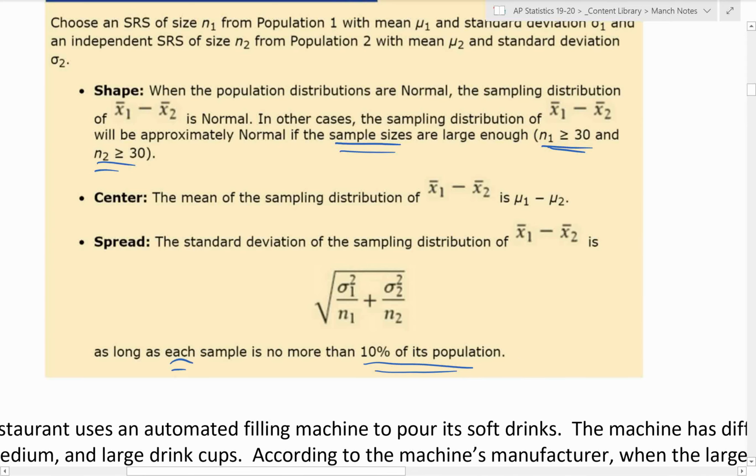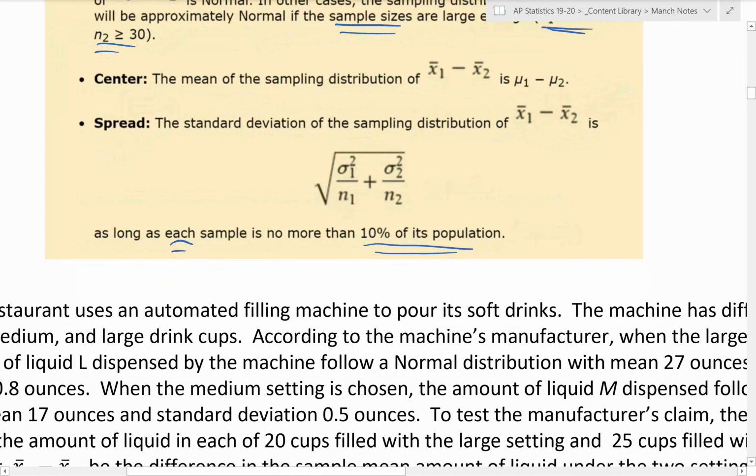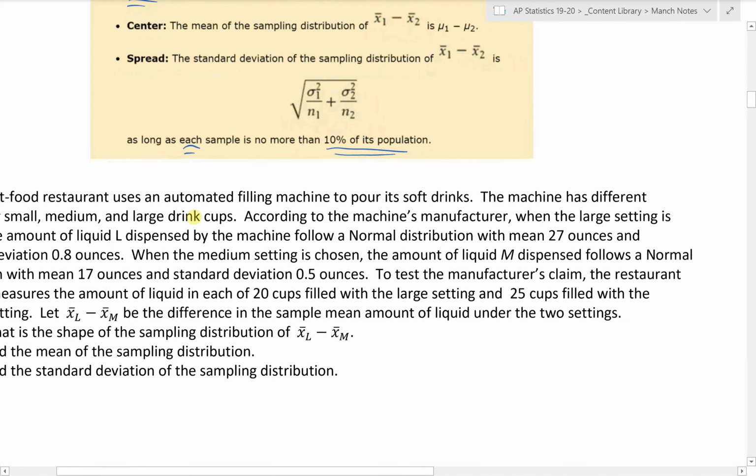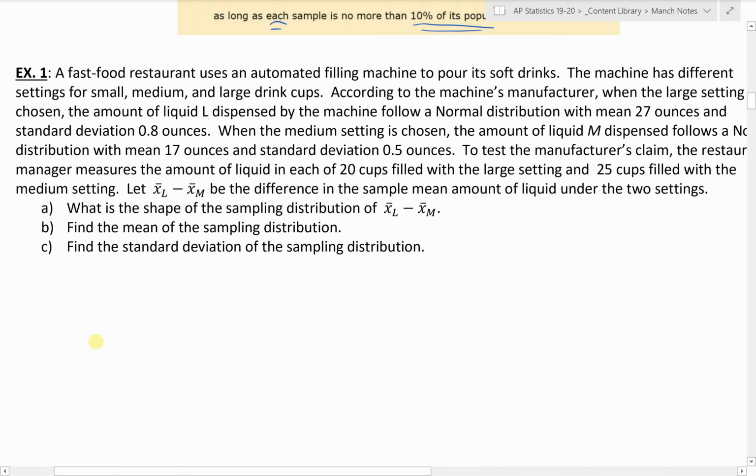So that shows us again the conditions will be the normal condition is the large sample condition, and then the 10% condition still needs to be satisfied for both samples. So we'll go ahead and check those conditions in a minute, when we actually get to doing some inference. Let's look at an example here.